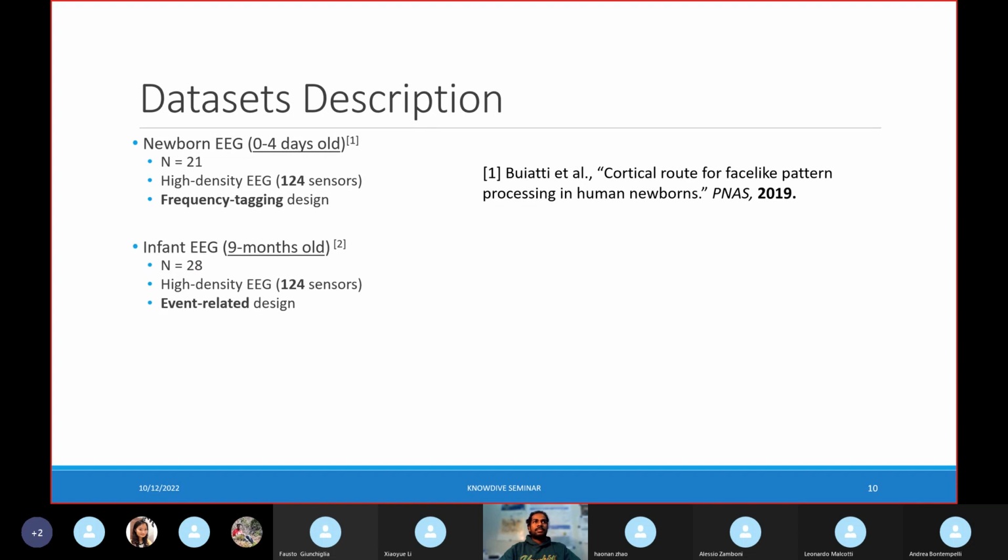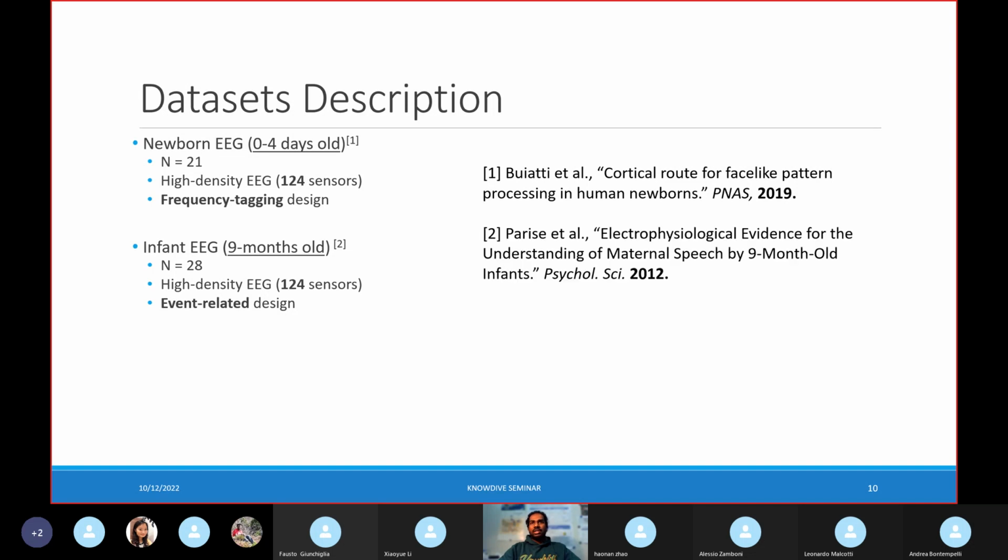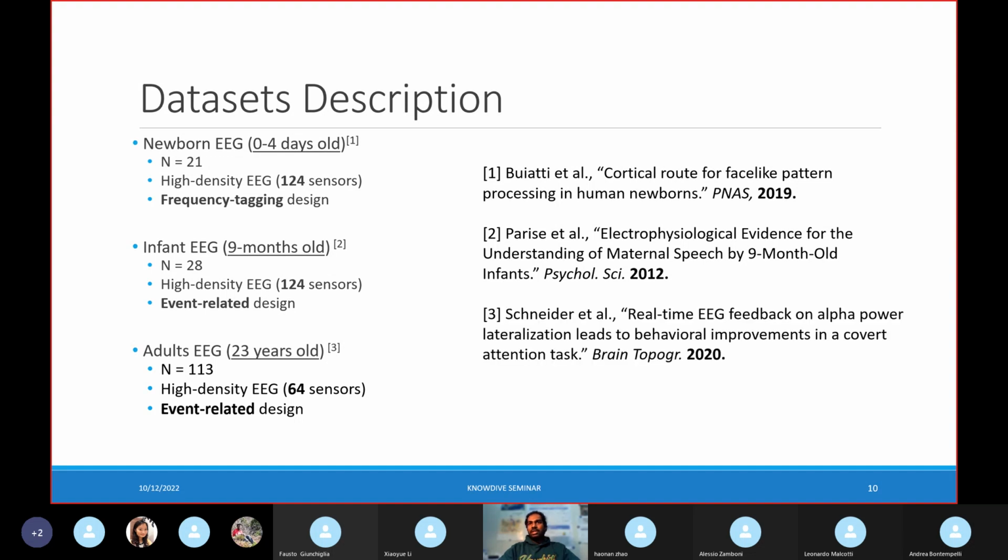In 2019. Then for the infants, we use another set of data sets, 9 months old, 28 subjects with the same kind of EEG setup. But here they use event-related design, and this was published in 2012 by Paris et al. Then finally, we also used adults EEG, which has 113 files, and this EEG was recorded using only 64 sensors compared to the other ones. And here the event-related design is used, and this is published in 2020.